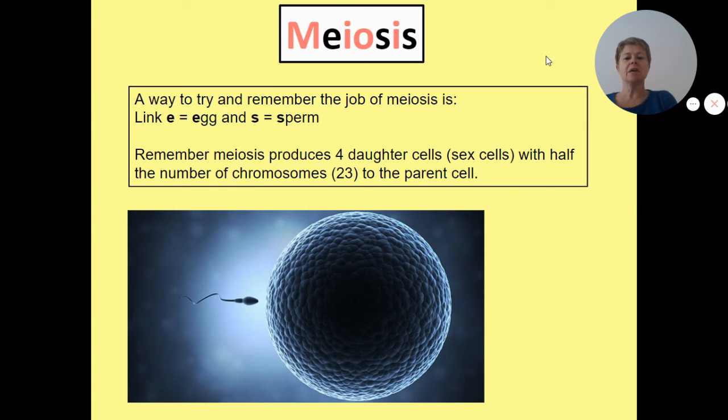So I said to remember T for 2 for remembering mitosis. You might be able to remember that meiosis contains an E and an S for egg and sperm. That might help you remember the purpose of meiosis. And really important to remember that it produces 4 sex cells, each with half the number of chromosomes. You don't need to remember the steps in detail, but you need to remember those key points.